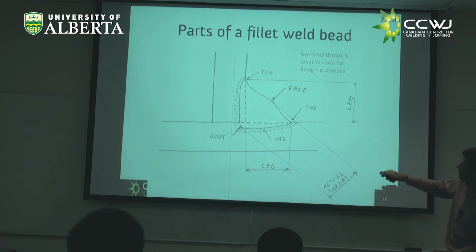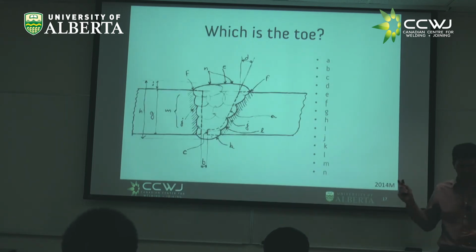This is the actual throat, and the theoretical throat would be if I were to make a triangle here, right? That would be the nominal throat. Lots of words. We're going to be using them now. Okay, let's see if we're on top.